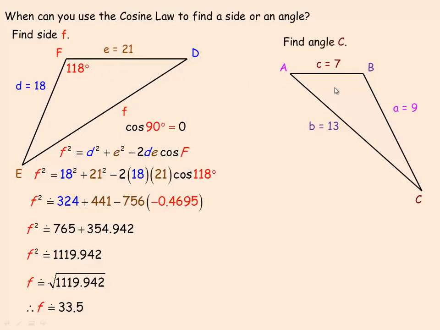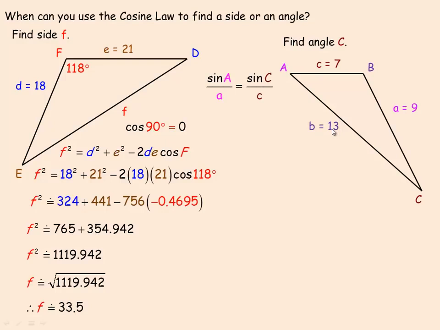Now let's talk about finding angles with the cosine law. In order to find any angle using the cosine law, what you need to know is all the sides. And notice in this triangle I don't know any angles, but I do know all of the sides. There's 7, 9, and 13.